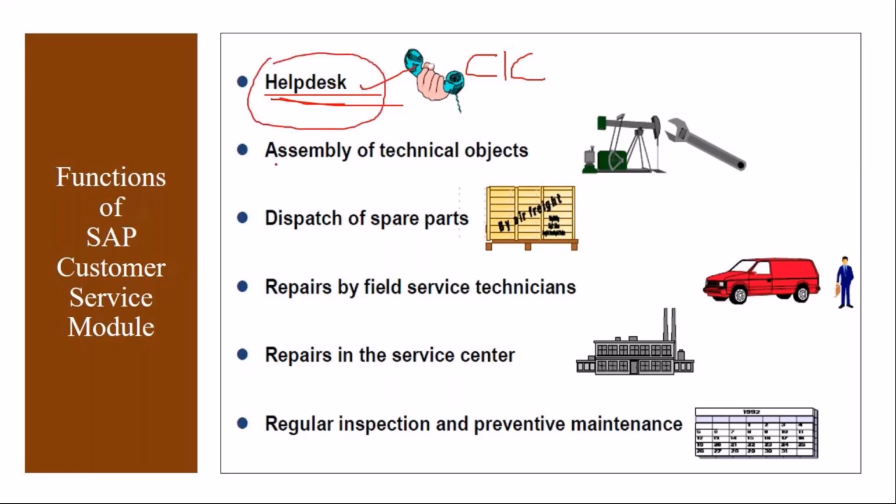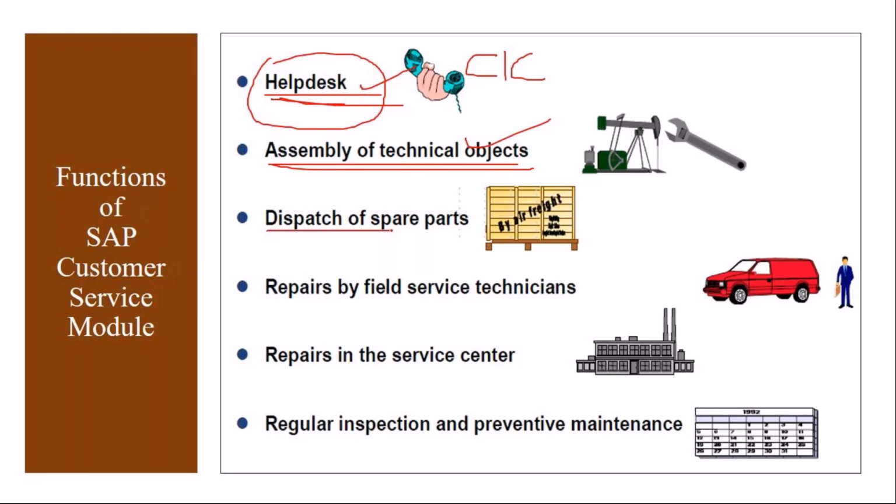The next business process is assembly of technical objects. Sometimes what happens is you sell the product to the customer, then you have to send a technician to the customer's place for the assembly and installation. Suppose you purchase a television. First the product is sent to your place, and then they will send a technician for the installation activity. How to handle that in the system we will see.